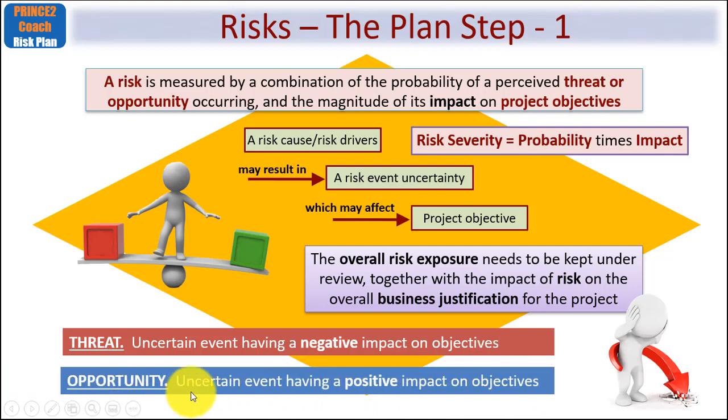Why is this still a risk? Because it's an uncertain event. But should it occur, it will have a positive impact on your project objectives. They're both bound together by their probability, which makes them both two different types of risks.